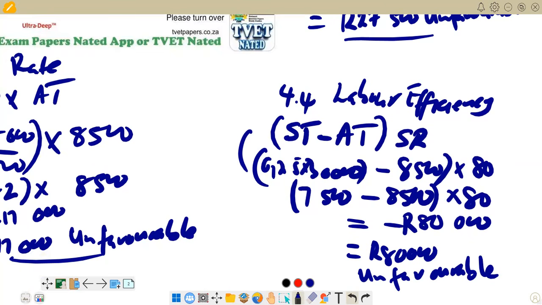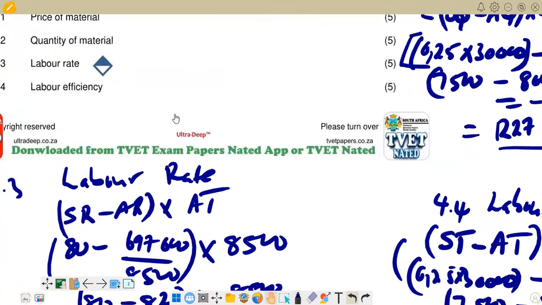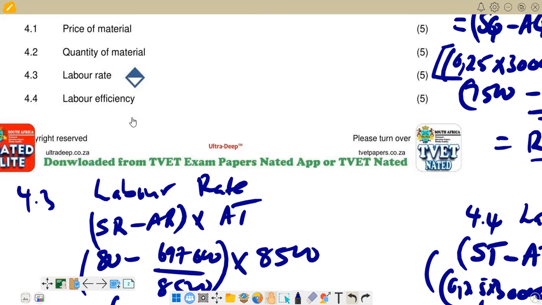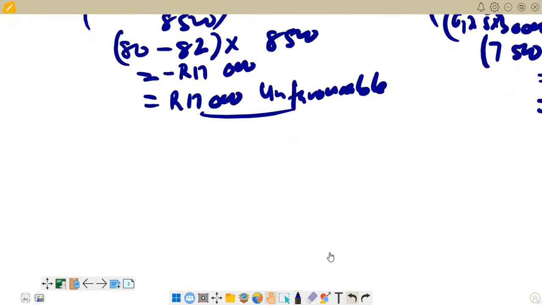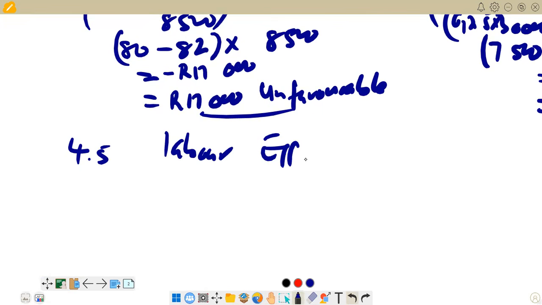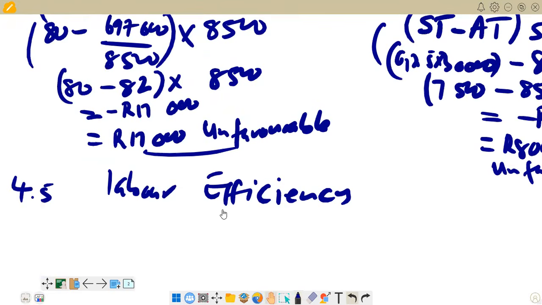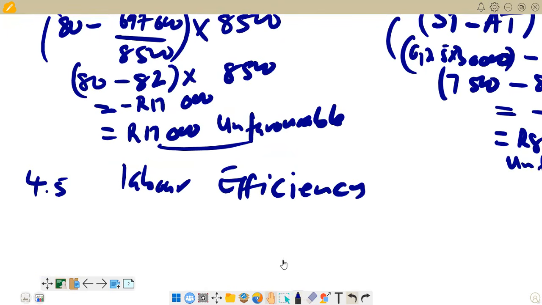Right. So we go to the last part of the question. The last part of the question is asking us to calculate the labor efficiency. So you can as well come here and try to calculate labor efficiency. This is now 4.5, labor efficiency. On labor efficiency again, we need to put down the formula first. Labor efficiency is the one that we have calculated there, so we are not going to repeat that one.